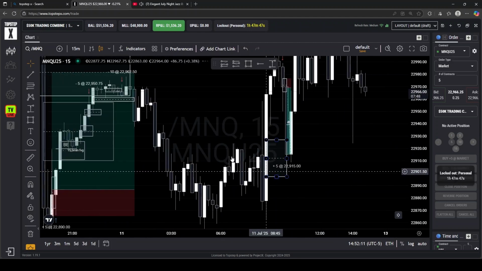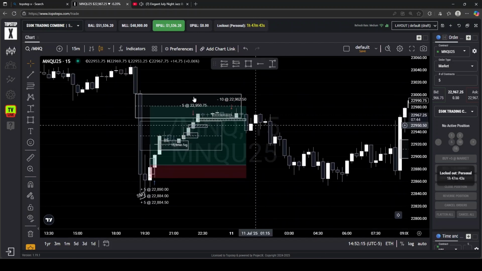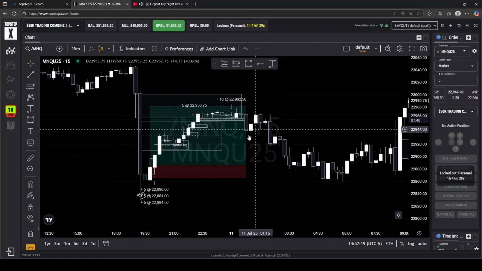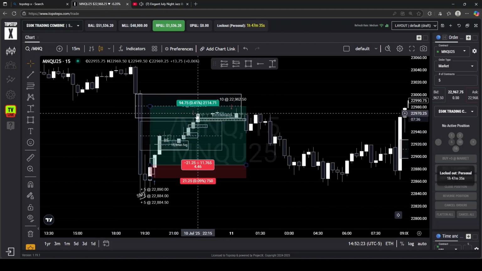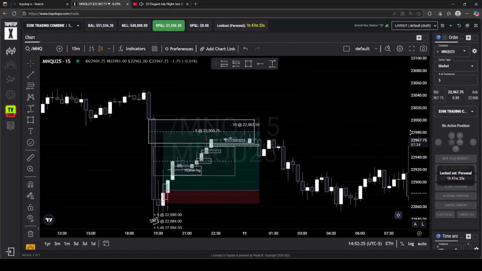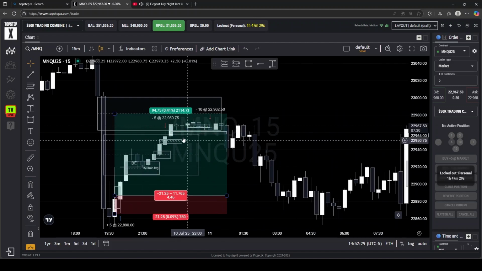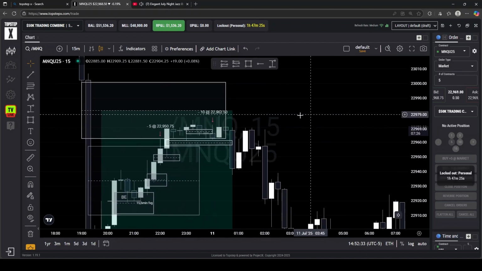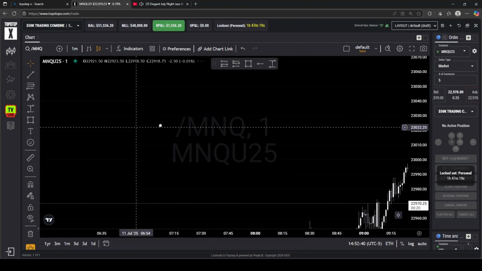And on the 15 minute, there was actually a fair value gap right here, which is basically these two. And that is why I took partials here. As you can see, I sold 5 micros just in case market started to reverse and respect that 15 minute and just come back lower. So I took 5 micros there. Then I stayed in the trade.